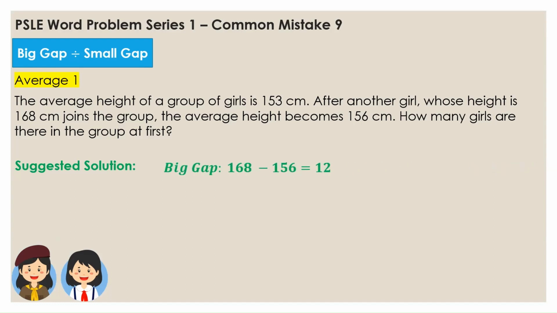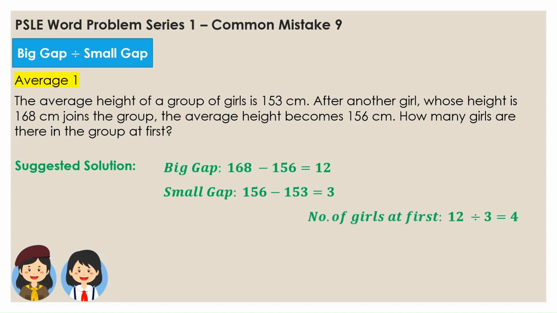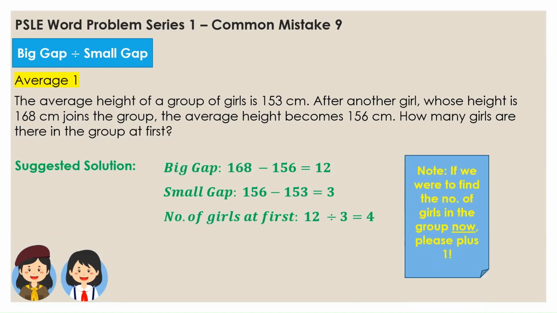We first find the big gap using 168 minus 156 equals 12 cm. And next, we find the small gap using 156 minus 153 equals 3 cm. So, using the big gap divided by the small gap, 12 divided by 3 equals 4. Hence, there were 4 girls in the group at first. And note that if we want to find the number of girls now, we need to plus 1.